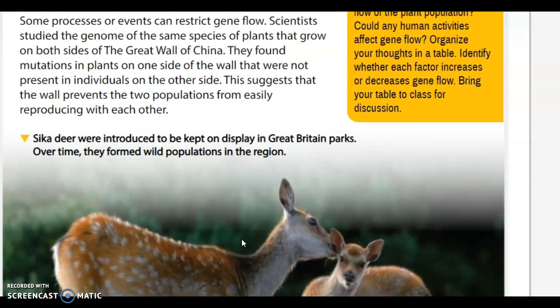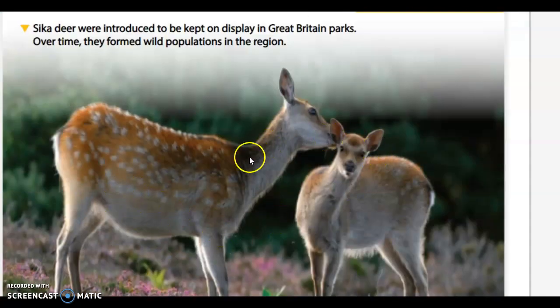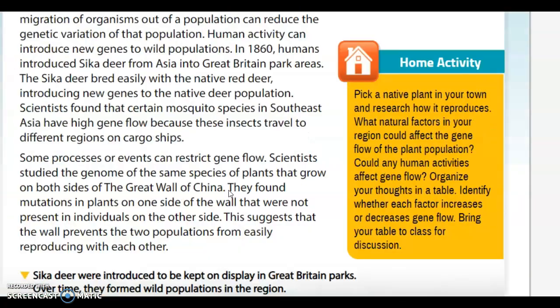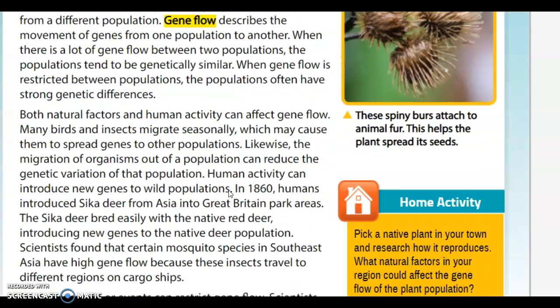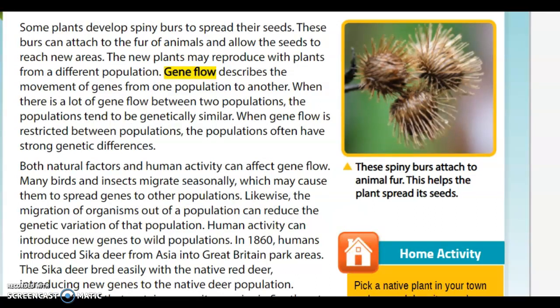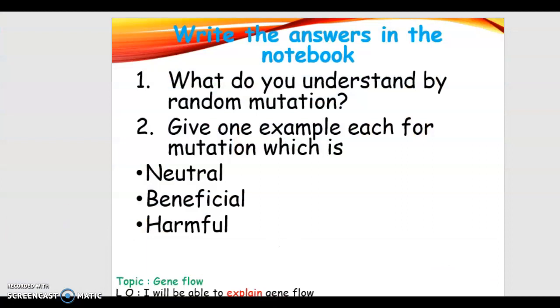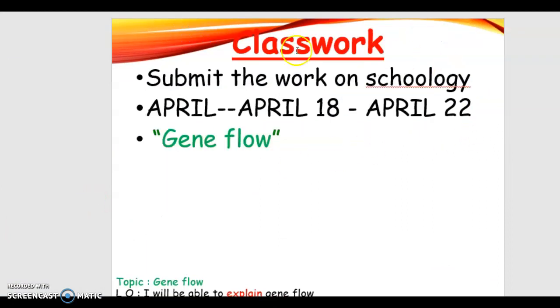So here are a few examples which you could find here, and I hope all these things will be very clear. If still not clear, you may message me on Schoology, and you will have this assignment to be completed today. Make sure that you're completing and submitting it on time.